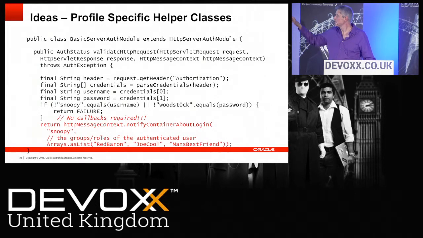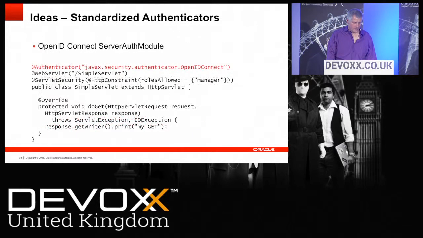We're going to simplify that also in this base class by having 1 method that's appropriate for the particular profile. In this case, just notify container about login. It would have the username and the groups as parameters, and it would do all that callback work for you behind the scenes. You can narrow it down to 1 line of code instead of 10, which opens up the possibility of having modules of authentication modules. One idea that the expert group came up with is having a few standardized authenticators, maybe an OpenID Connect standard server auth module that we could standardize.